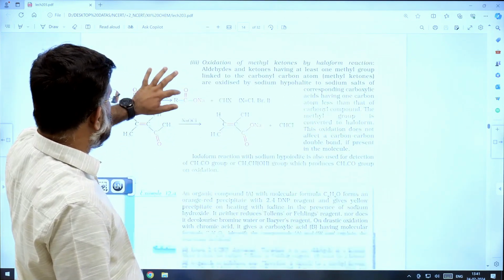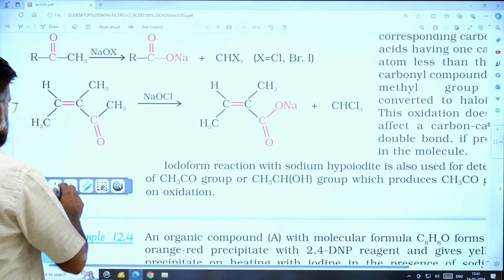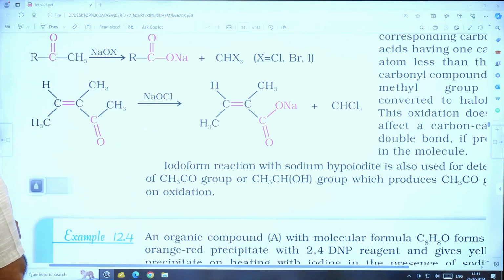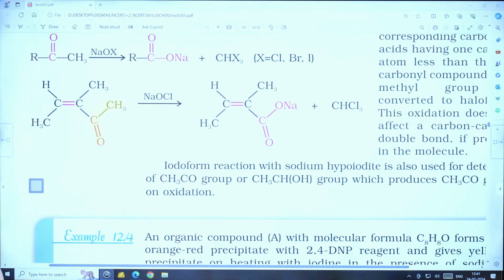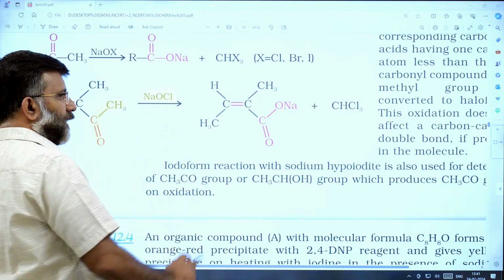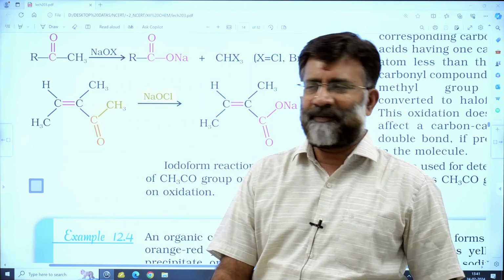Suppose we take this example. Don't you see it contains a methyl keto group? This molecule contains a methyl keto group. This is the methyl keto group. When treated with NaOCl, what is NaOCl? Chlorine with NaOH is called NaOCl. And what is the reaction happening?